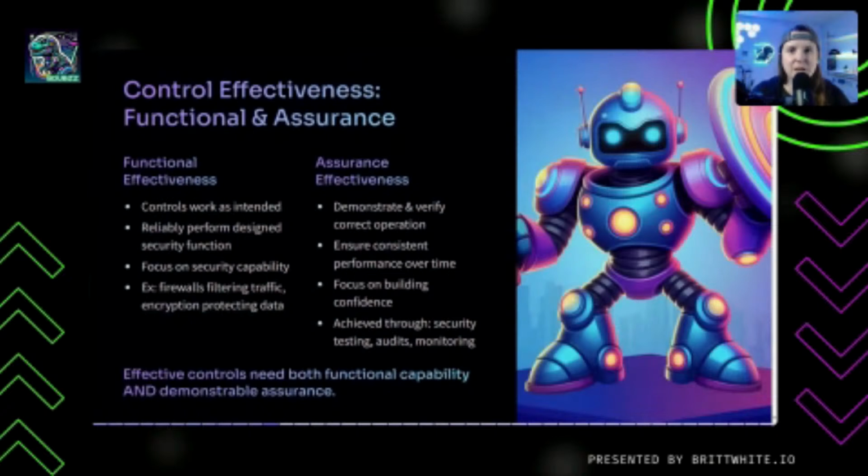Additionally, we need to be able to demonstrate and verify that the control is working correctly and consistently over time. This is assurance. We achieve assurance through activities such as regular security testing like vulnerability scanning and penetration testing, as well as security audits, continuous security monitoring, and incident response drills. Assurance is about building confidence that the control is reliably and consistently functional and effective in the real world. Effective security controls are both functional and provide demonstrable assurance.